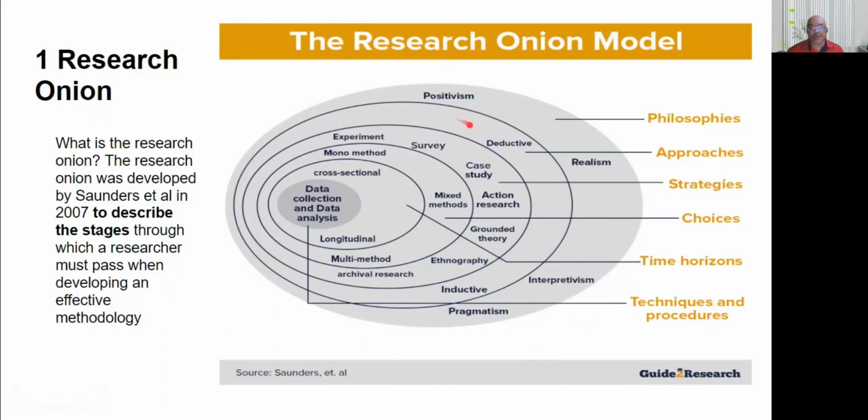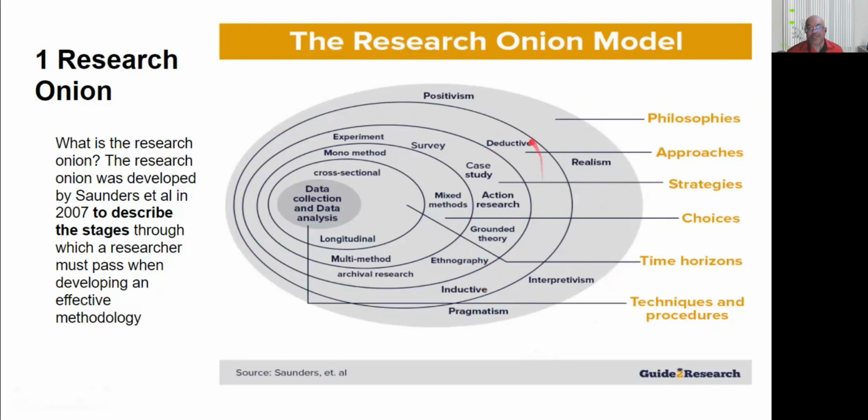And then we have the second layer. The second layer, what do we call it? Yes, approaches. So there are two approaches. First is deductive, the other one is inductive. Okay, deductive is quantitative, and again, you write it down. The research approaches: the deductive one is for quantitative, and the inductive one is for qualitative.